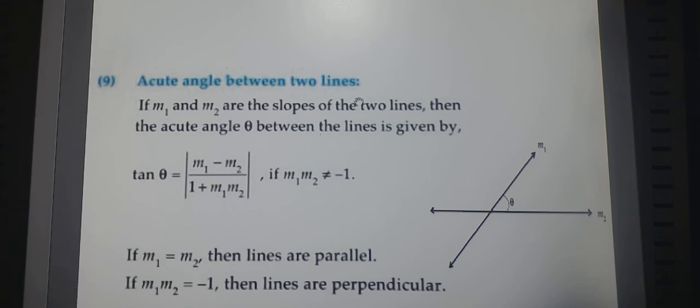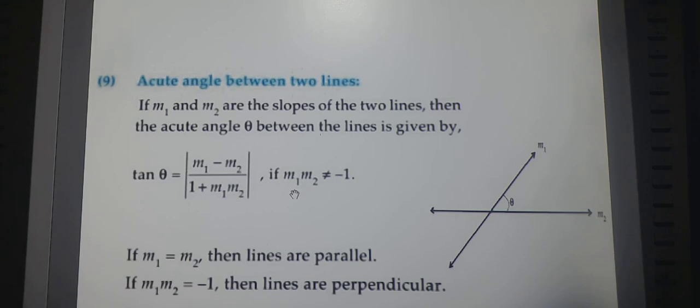Next we have to see acute angle between two lines. When we have given slope of two lines, suppose first line slope is m1, second line slope is m2, and acute angle between them is theta, then by using this formula tan theta is equals to mod of m1 minus m2 upon 1 plus m1 into m2, we can find the acute angle between that two lines. If m1 and m2 are the slopes of the two lines, then the acute angle theta between the lines is given by tan theta equals to m1 minus m2 upon 1 plus m1 into m2.